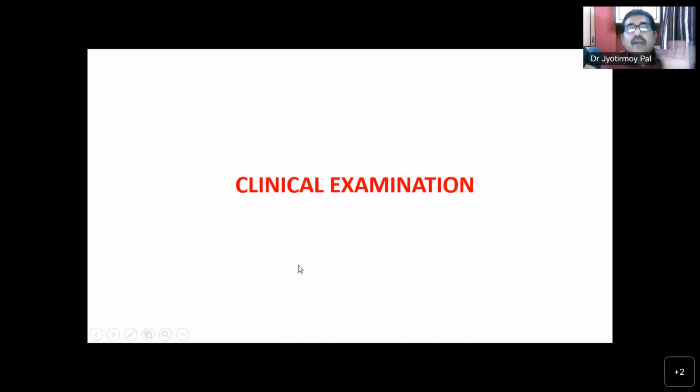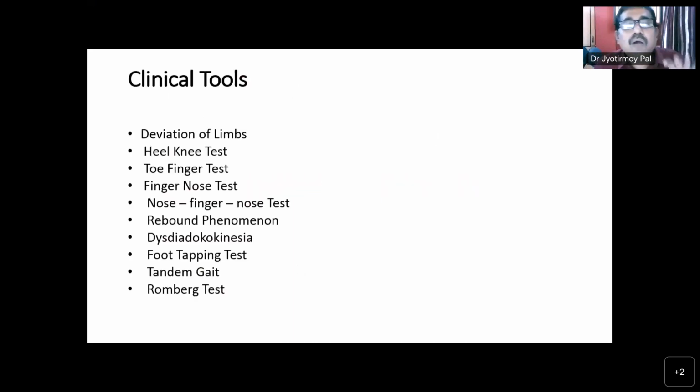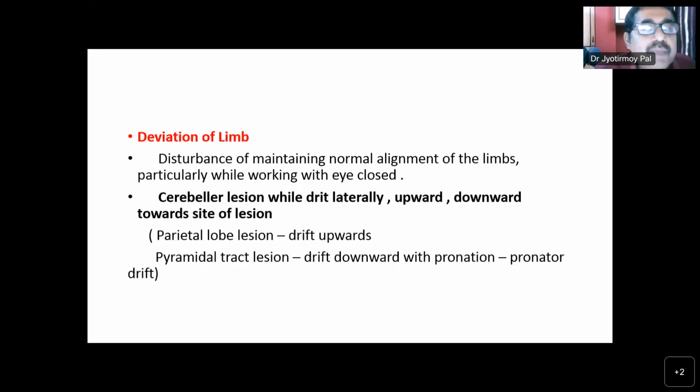So with this background knowledge, we should know how we examine the patient. This is the theoretical knowledge. What are the examination tools? One is the deviation of the limb. These are the tests, so now I am going one by one. One is the deviation of the limb.